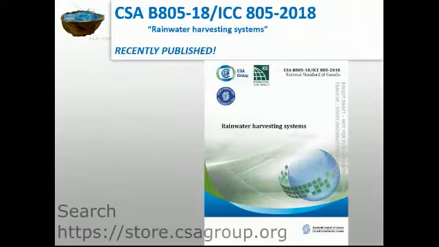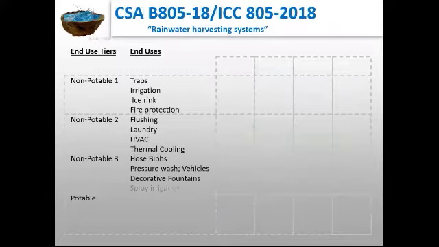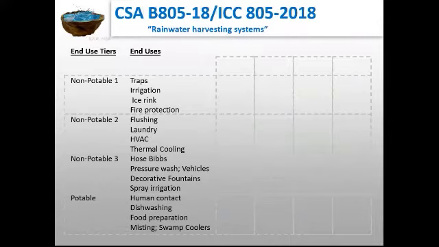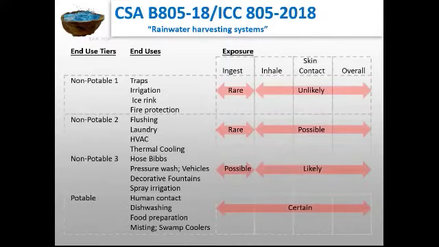When I talked to the guys in Moncton, this had not been, what shall we say, advertised as available. And so just in the last week or two, this has come out. And I've got some information from it I thought I could share with you if we've still got another 5 minutes or so. The first is it creates end-use tiers and then the different end uses. So there's 3 non-potable sections and 1 potable section. And each one of them varies in what the uses are based on exposure. So ingestion, inhaling, skin contact, and kind of an overall thing.